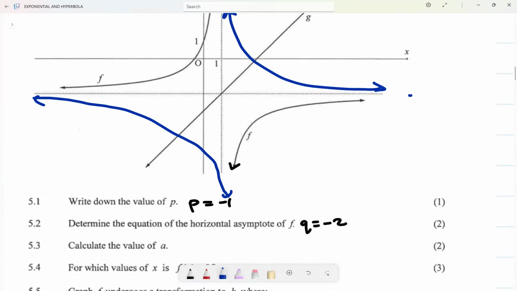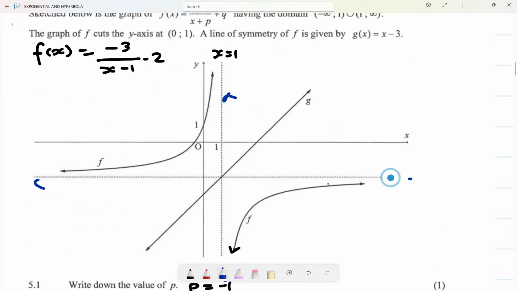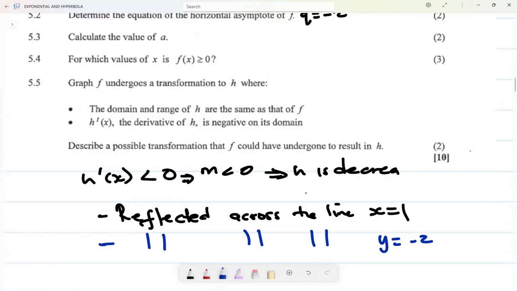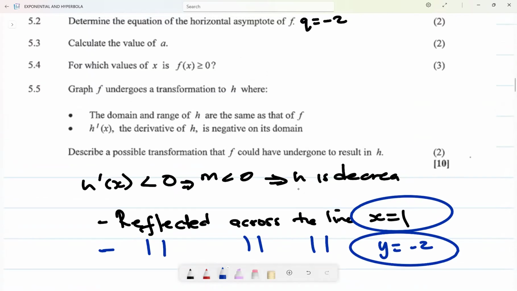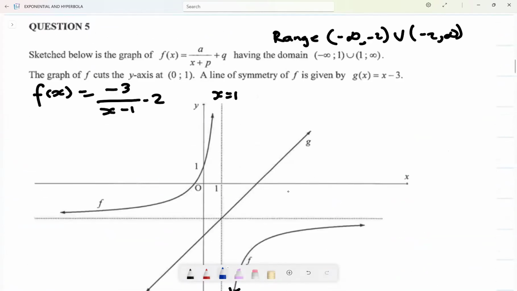Another thing I can see again. Let me see. Guys, you only need one reason. It's either this one across the line x is equal to 1 or y is equal to negative 2. Or, let me see, if I were to reflect this line across the y-axis, it's going to look something like this.